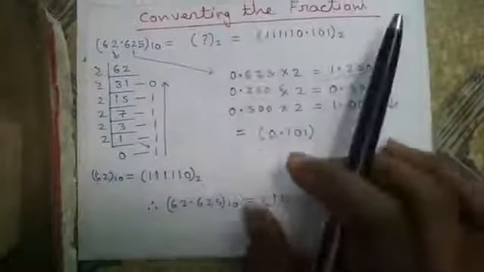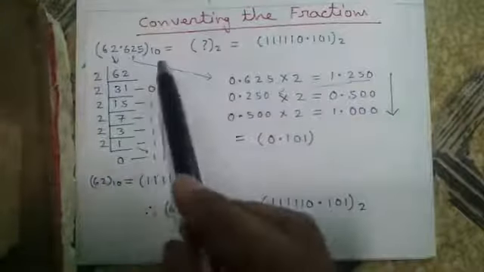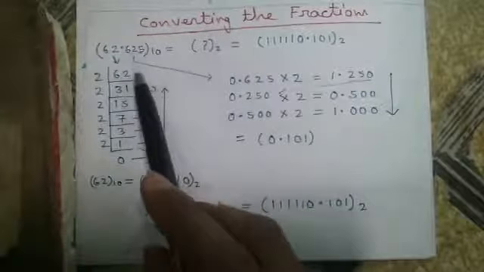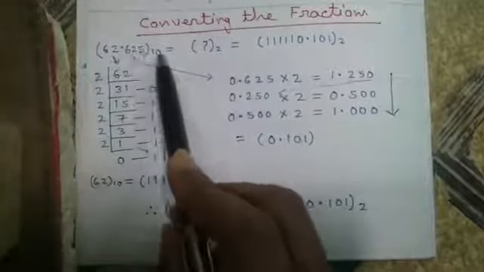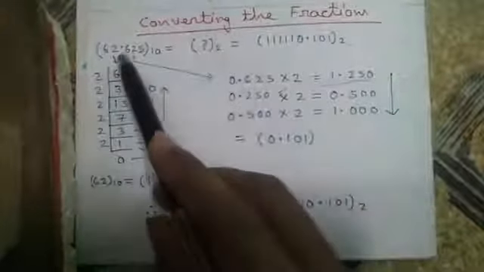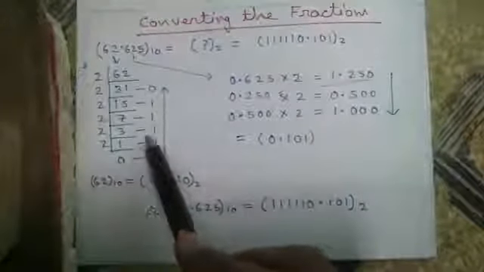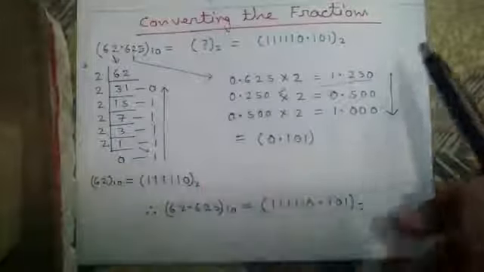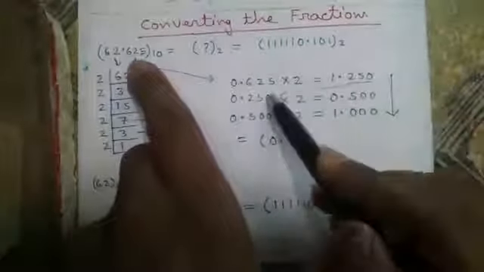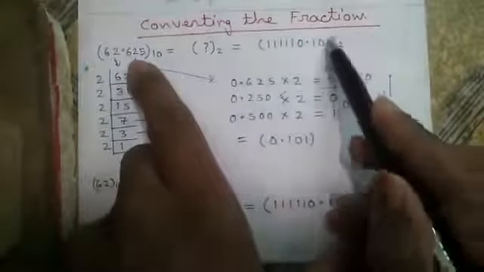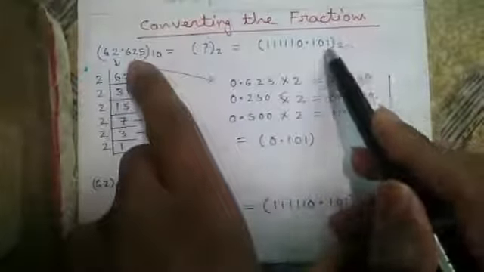Converting the fraction. Till now we did conversion using integers, but now we will do conversions using fractions also. So 62.625 in decimal. What is the binary equivalent? For 62, do the conversion as usual. For 0.625, I will tell you. Take the fraction part and multiply that by the destination base. Here the destination base is 2, or binary.